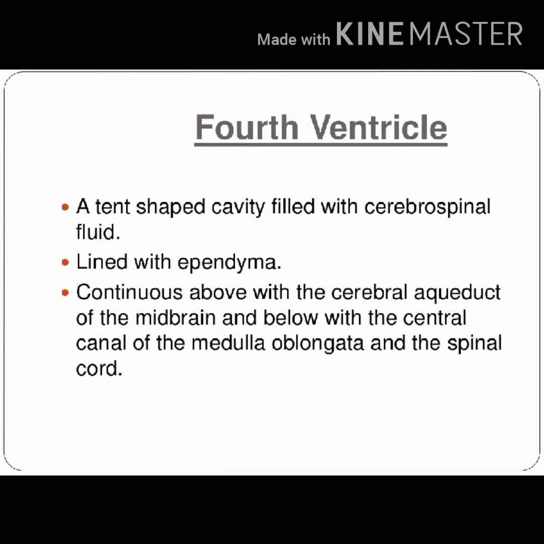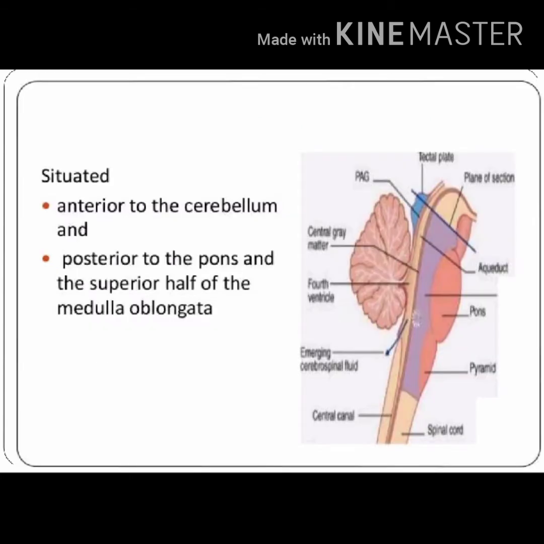Next is the fourth ventricle, a tent-shaped cavity filled with cerebrospinal fluid and lined with ependyma, which is continuous above with the cerebral aqueduct of the midbrain and below with the central canal of the medulla oblongata and the spinal cord. See here in this picture, the fourth ventricle is anterior to the cerebellum and posterior to the pons and the superior half of the medulla oblongata.